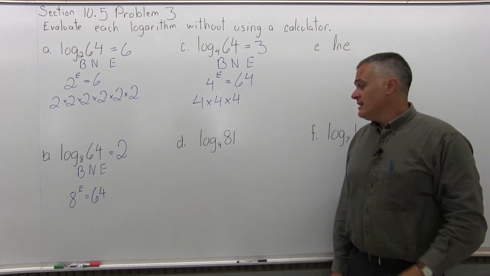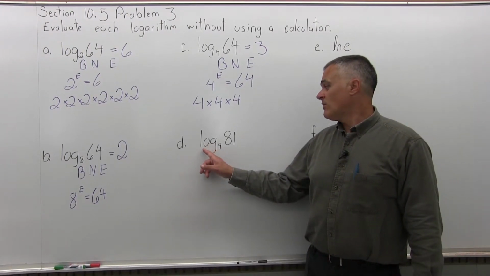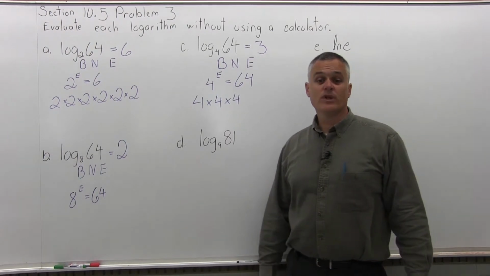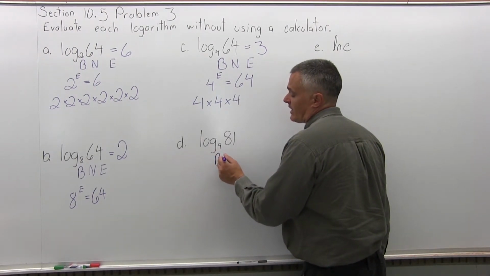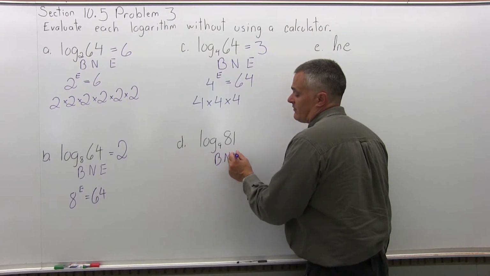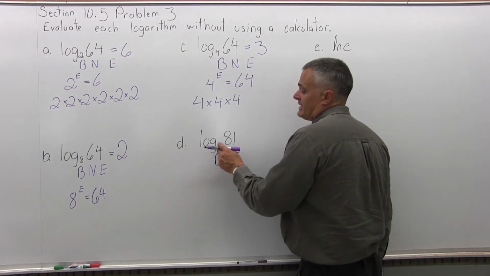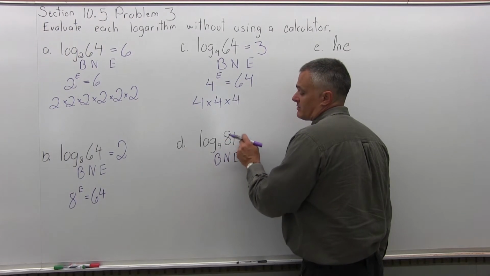And part D, same type of problem. It says solve log base 9 of 81 without using a calculator. So in its log form, again, I write Benny, b-n-e for base, number, exponent. The base is 9, the number is 81, and the exponent is unknown.